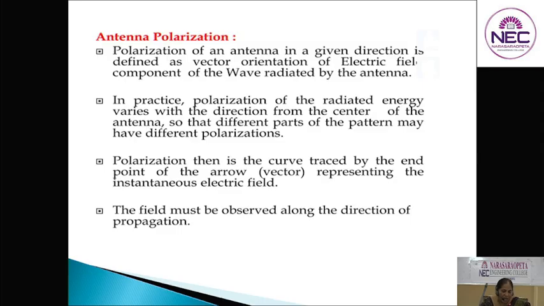Antenna polarization. Actually, polarization is the orientation of the electromagnetic signal in free space. Similarly, in an antenna also, the polarization of the electromagnetic signal in a given direction is defined as the vector orientation of the electric field component of the wave radiated by the antenna. In practice, polarization of the radiated energy varies with the direction from the center of the antenna, so that different parts of the pattern may have different polarizations.